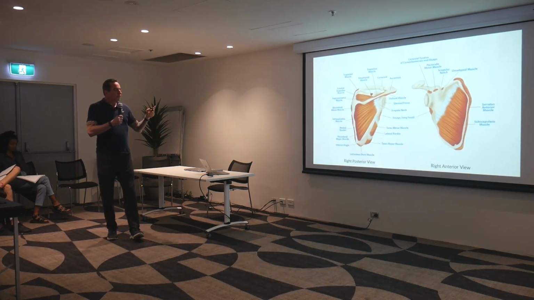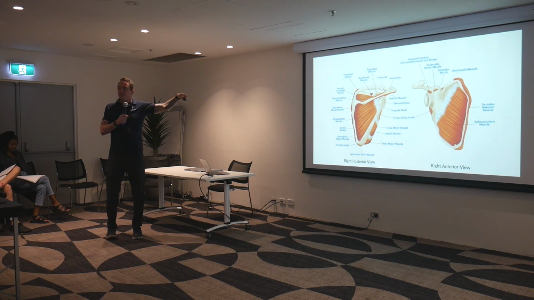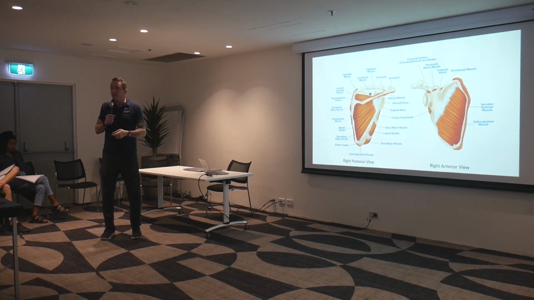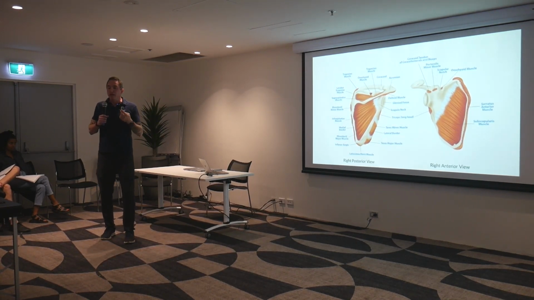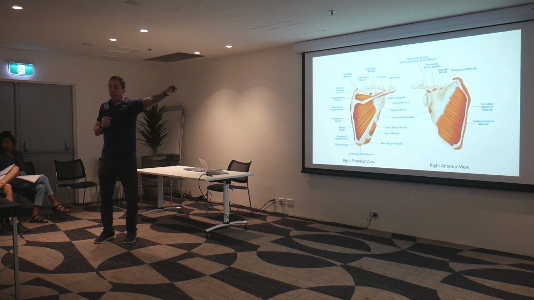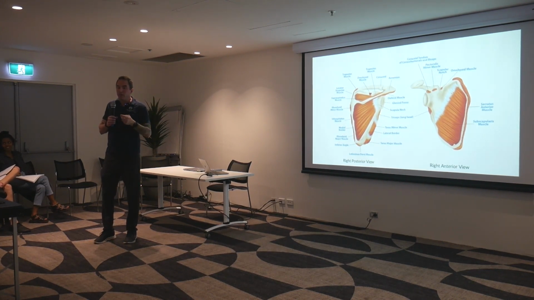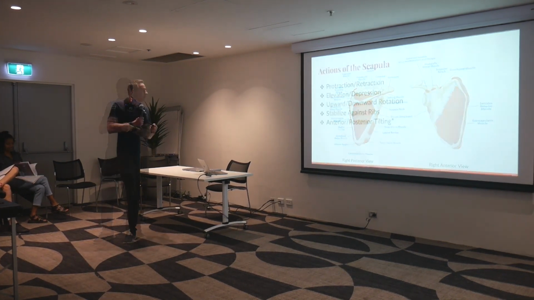So this is just for reference, but it's good to see all the attachments on the scapula for all these muscles. 17 muscles attached to the scapula. Scapula is the foundation of the shoulder girdle. It's the stabilizing platform for the upper extremity. It's like the roots of a tree for the upper extremity, being the trunk and the branches. So the scapula is really, really important.